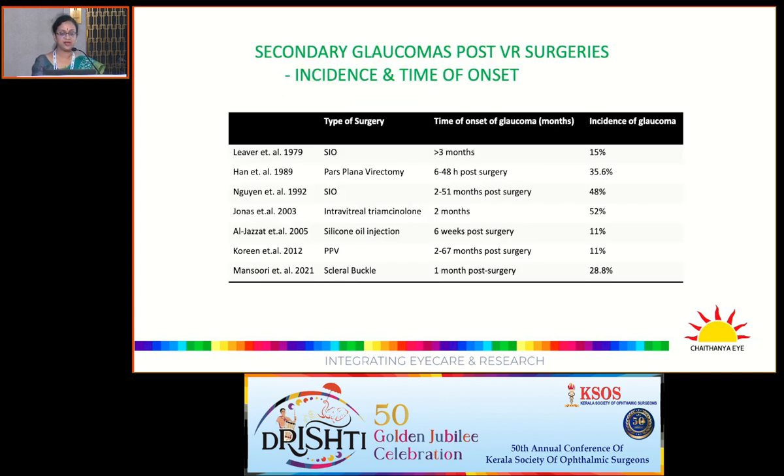So this table actually shows, on the right-hand side, the incidence of glaucoma based on the type of surgery, and you can see that the highest is for the intravitreal triamcinolone, where the onset has been at 2 months, and post-vitrectomy you can either have an acute rise in a 48-hour period or a late rise. In oil-filled eyes also you can have both early and late rises.